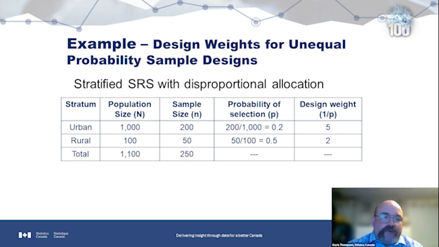So here was an example where we did urban and rural. We decided to select 200 units from the urban 1,000 population and 50 from the 100 from the rural. So we've oversampled. We've sampled half of the rural population. We see that the probability of selection is 0.5, when we only have 20% of the urban population being selected. So the design weights again reflect this. The design weight for the urban setting is 5, and for the rural setting is 2. So we just have to keep track of this while we're doing our analysis, and this will allow us to calculate inferential statistics on the entire population.